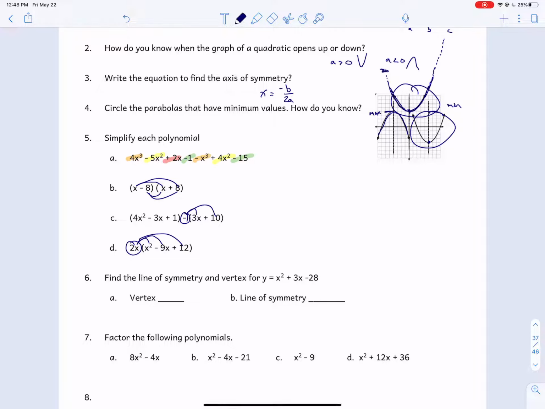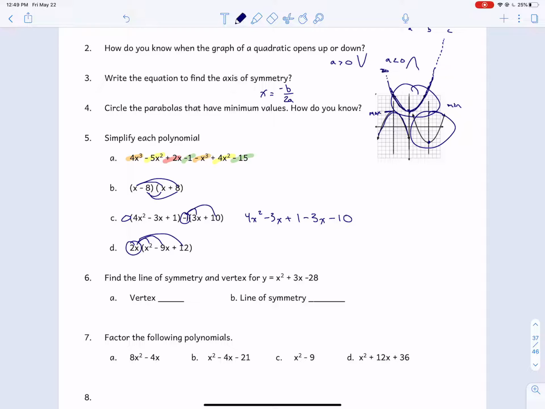So let's do part C. I'm going to rewrite 4x squared minus 3x, the first three terms that are in the parentheses. There's nothing in front, right? So I can just rewrite it without the parentheses. Now the second part, there is something in front, which is a -1. So I'm going to multiply that to each of those terms inside. So I have a -3x and then -10.